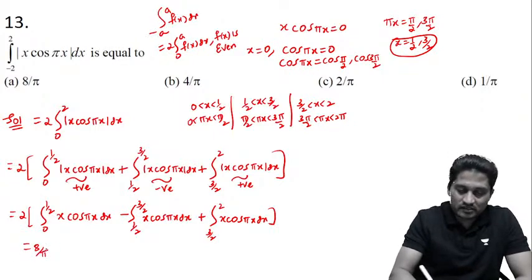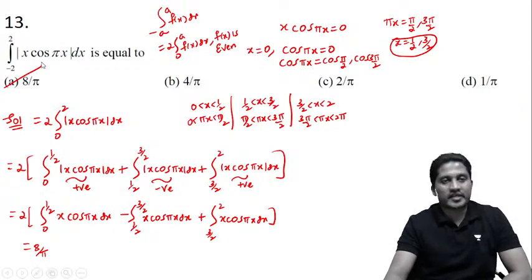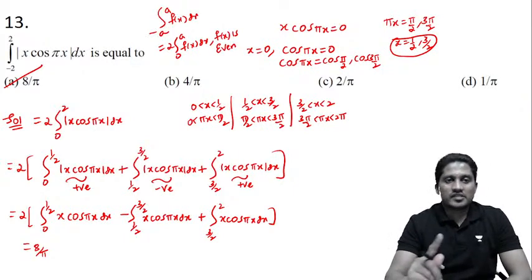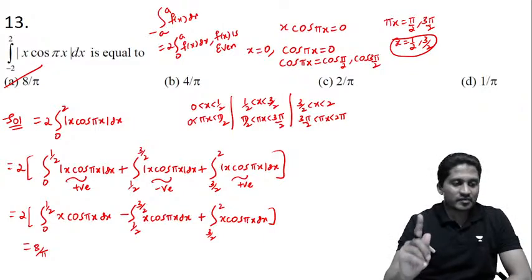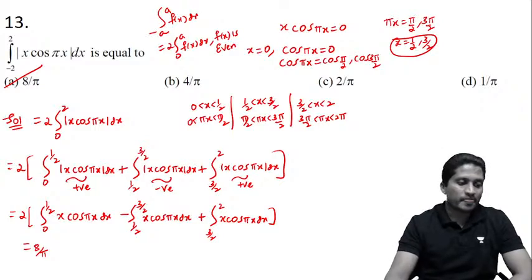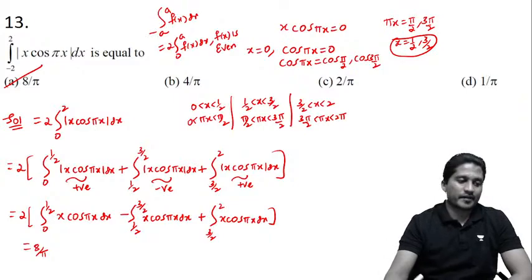Use by parts. Keep patience, don't make silly mistakes. Answer will be 8 by pi. No shortcut can be applied. This is a previous KCET question, I guess 2018 or 2017. It is an NCERT exemplar question: minus 2 to plus 2 of mod of x into cos pi x dx. Use by parts, and at last you will get 8 by pi.